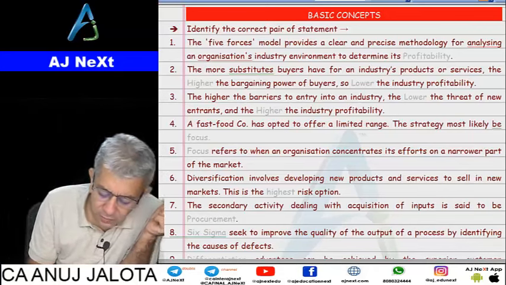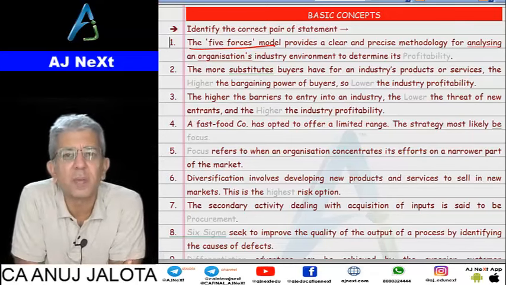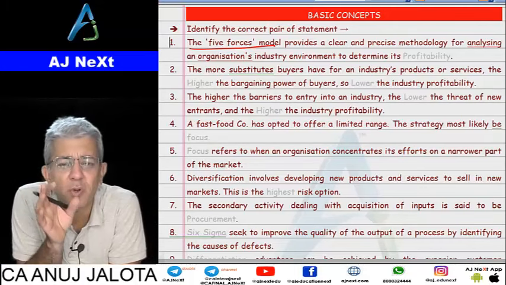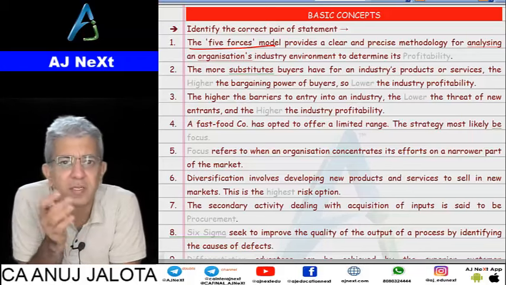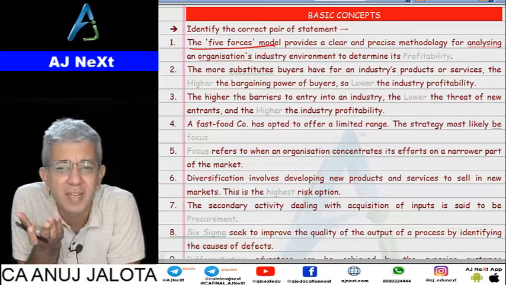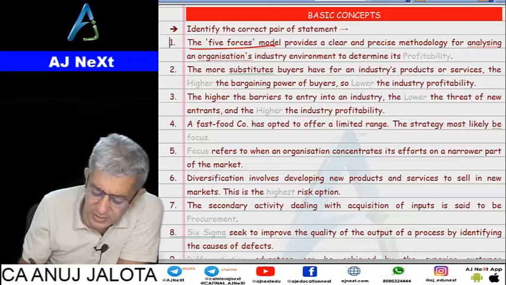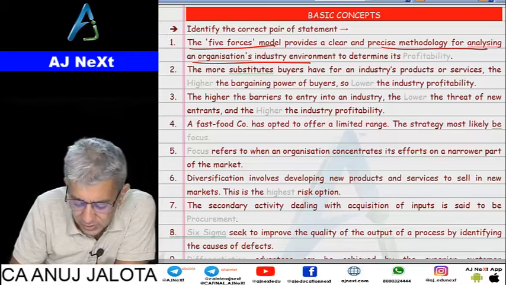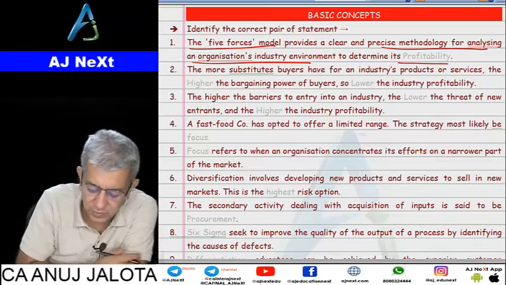Okay, now first one. The five forces model, by Michael Porter, basically gives you an analysis of how much profit an industry will be giving. It's basically about the bargaining power of buyers, suppliers, threat of the new entrants, and how high the barriers to entry are, those things that we all have done. The five forces model provides a clear and precise methodology for analyzing an organization's industry environment and to determine, obviously, its profitability. That's the reason why Michael Porter's five forces are there.